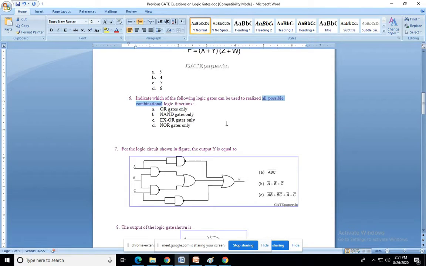So next, for the logic circuit shown in the figure, the output Y is equal to what? So we have to find the output for this circuit. It is given with three options, A, B, C. What will be the correct option? We will check. First we have to find out the output for each and every gate, then only will we be able to find the final output.